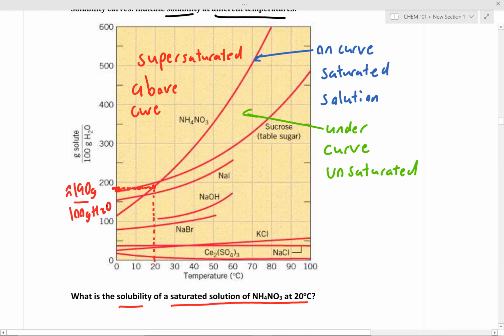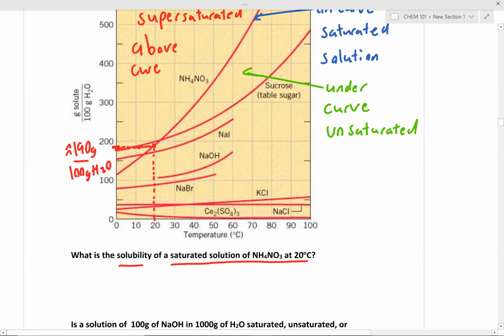Does that logic make sense to everyone? How to read the curve? You trace from the temperature up to your solubility curve for your compound, in this case, ammonium nitrate. We then trace across to the y-axis and read off the value from the y-axis. So our solubility of saturated ammonium nitrate is 190 grams per 100 grams of water.